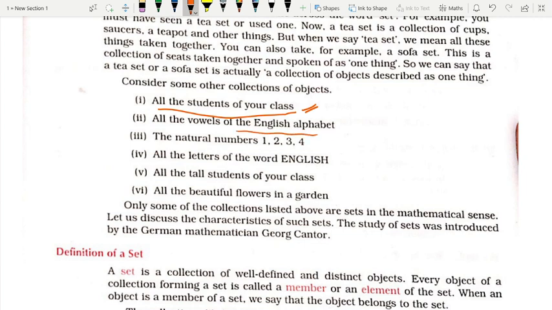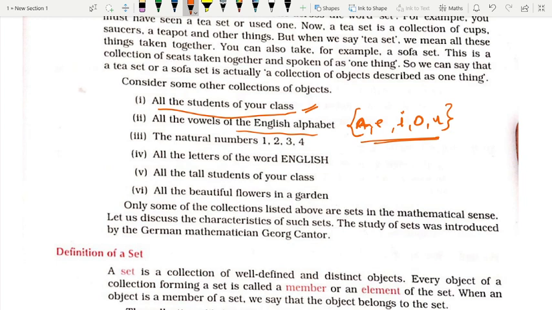The vowels of the English alphabet: A, E, I, O, U. Okay, so these are the collection of English vowels. So we can write them down in curly brackets. Okay, and there are two representations, we will read further. So basically this representation is called a set.